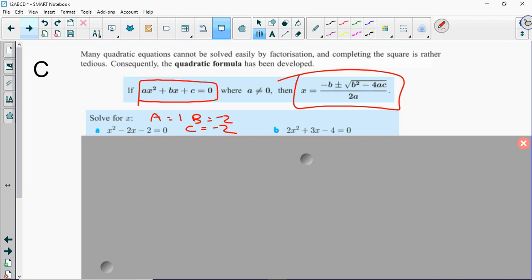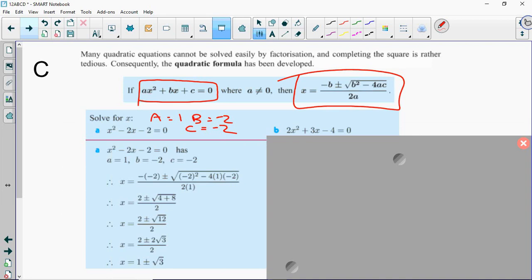So when you're first practicing this, I really recommend actually writing down a equals, b equals, c equals, so that you can keep track of what you're doing. So we do the work. x is equal to negative b. Negative b in this case is going to be positive 2. So we see that there.